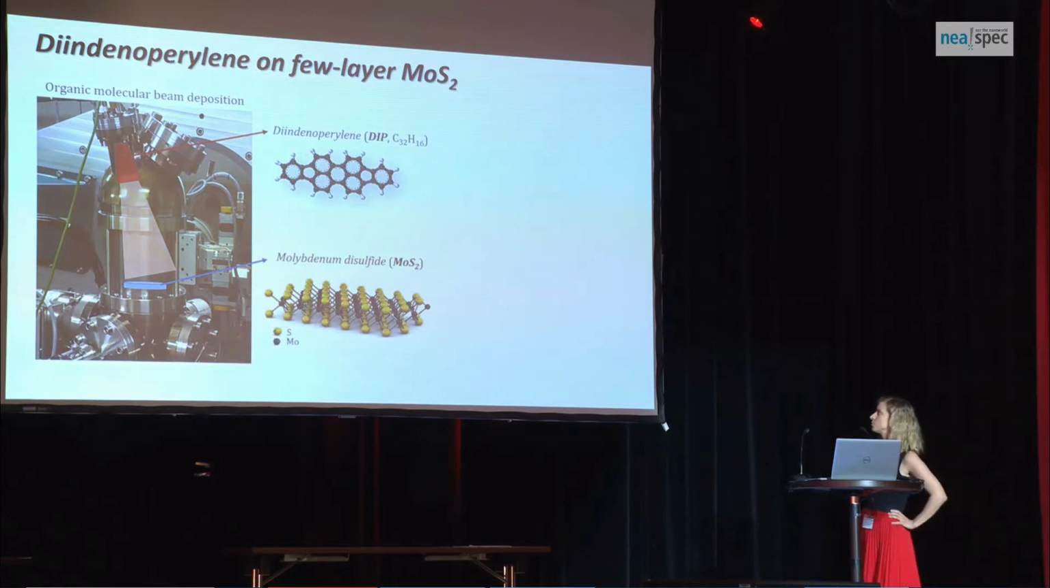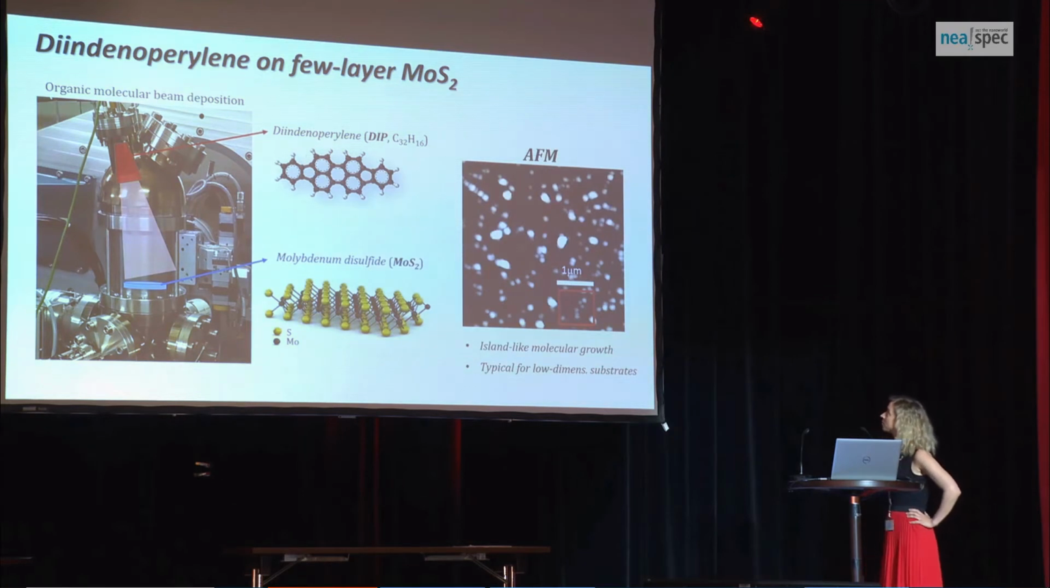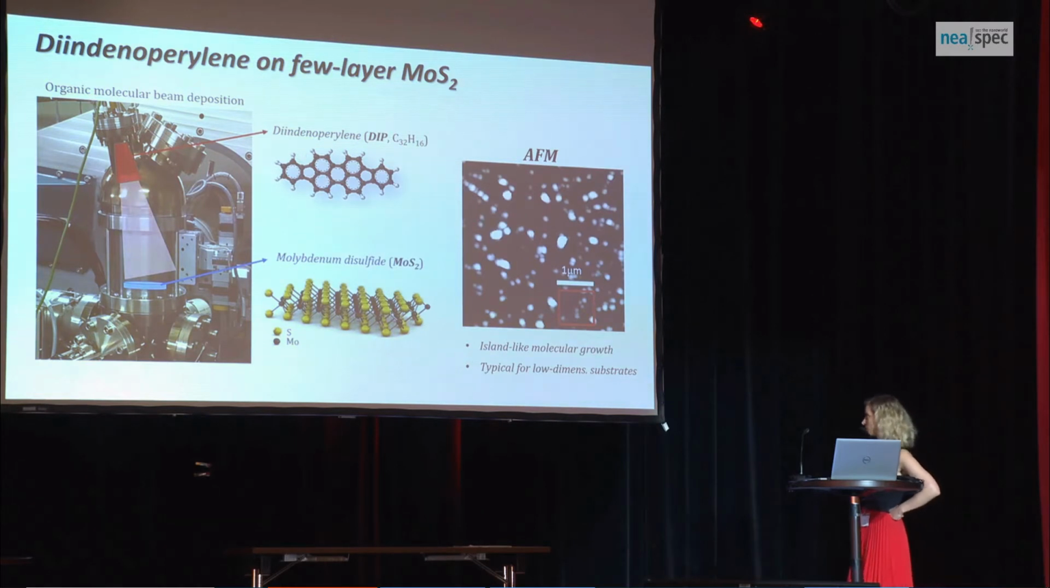In this case, we use few layers of molybdenum disulfide, which is a very interesting semiconducting material. As you can see from a simple AFM image, these molecules do not form a continuous layer, but they form island-type features. So here in this AFM image, you don't see the molecules themselves, but the islands or the monocrystals that are composed of the molecules.